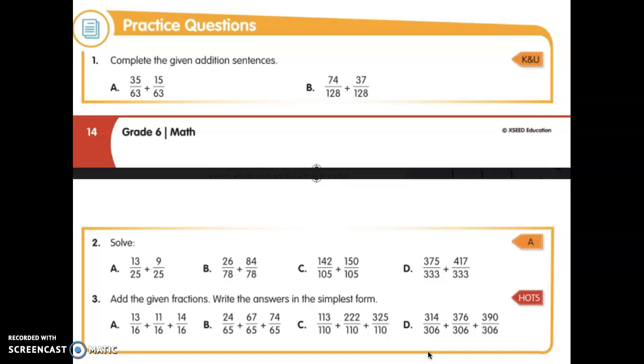If you have questions regarding the solutions on how to simplify, you can discuss that during our synchronous session.